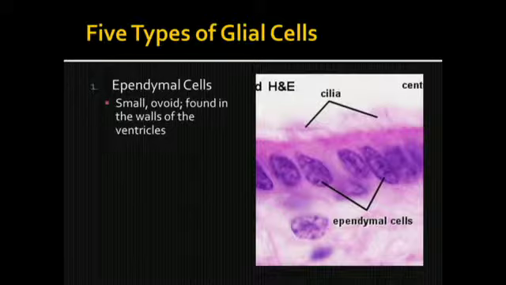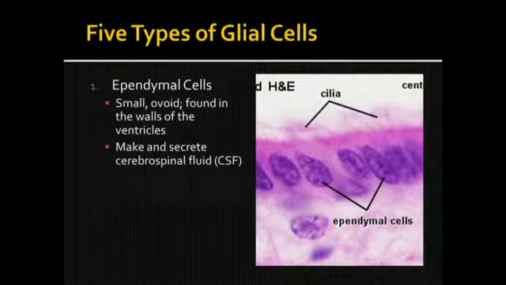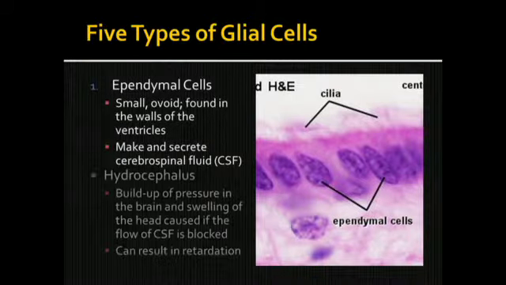The first are the ependymal cells. This is a picture that I found on Google image, showing you that the shape of these cells is small. They're ovoid, meaning kind of like egg-shaped, and they're found in the walls of the ventricles. Remember, you have 4 ventricles in the brain: the 2 lateral ventricles, the third ventricle and the fourth ventricle. They circulate cerebral spinal fluid. In fact, what the ependymal cells do is they make and manufacture cerebral spinal fluid. That's their main role.